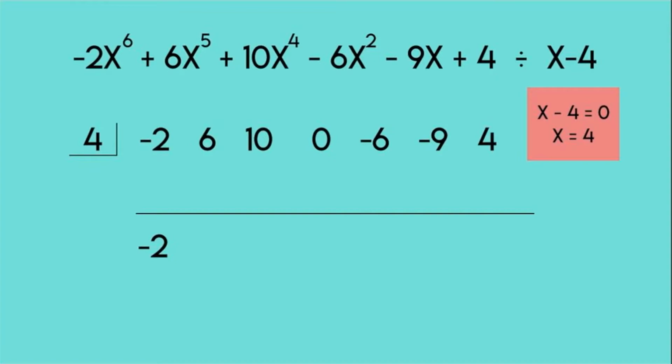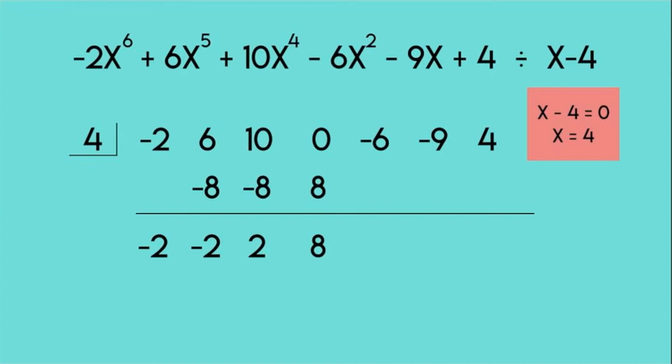Put the product, which is negative 8, below the second number. Then add. And that will give you negative 2. So negative 2 times 4 is negative 8. Put it below the third number and then add. And the answer is 2. Next, 2 times 4 is 8. Put it below the fourth number, and when you add it, the answer is 8.